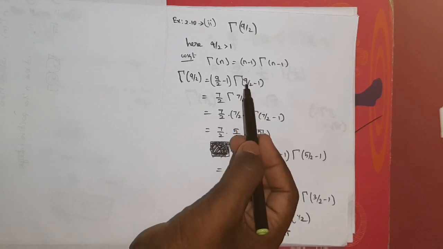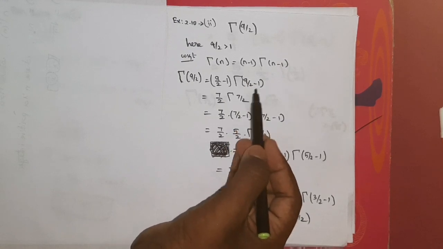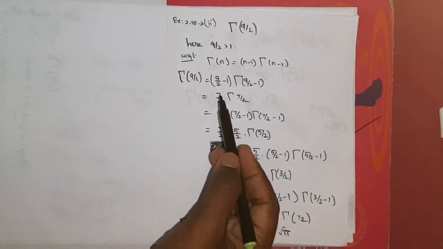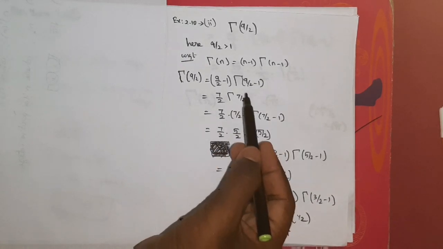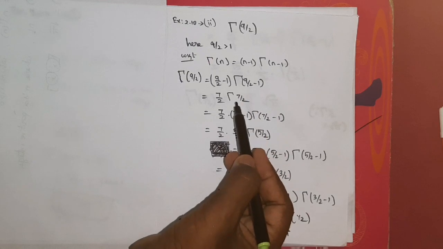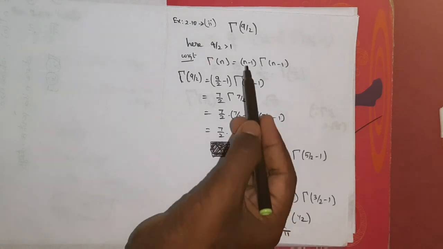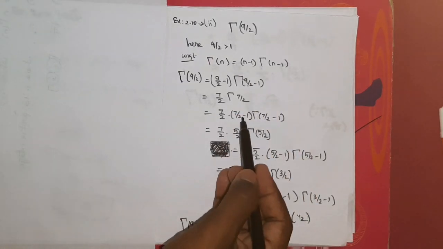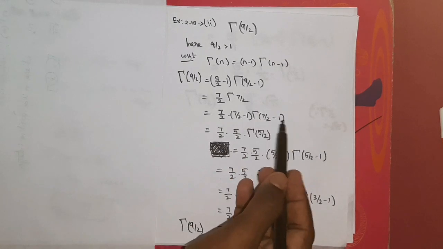So 9 by 2 minus 1, when you take LCM, 9 minus 2 by 2, is 7 by 2. Now keep this 7 by 2 in the front. And for this, again you apply the formula. Now in the n place we have 7 by 2. Apply in the formula. So 7 by 2 minus 1, gamma of 7 by 2 minus 1.